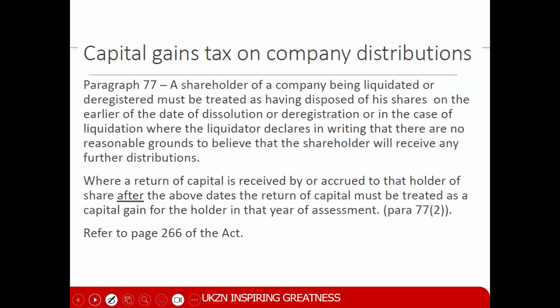So what happens on a company distribution? Your 77 states that a shareholder of a company being liquidated, which is where the company is now coming to an end, or deregistered, must be treated as having disposed of his shares on the earlier of the date of distribution or deregistration.